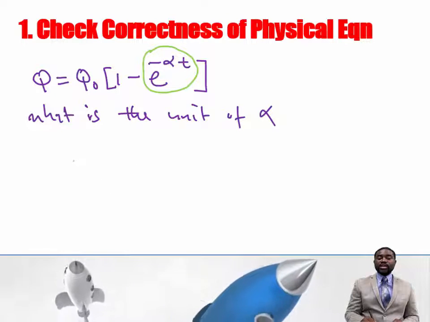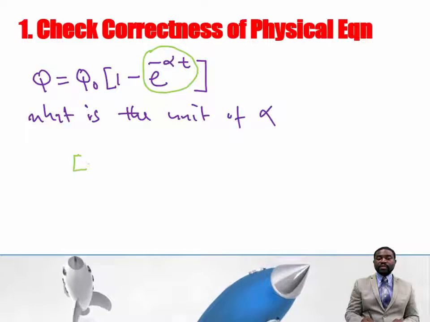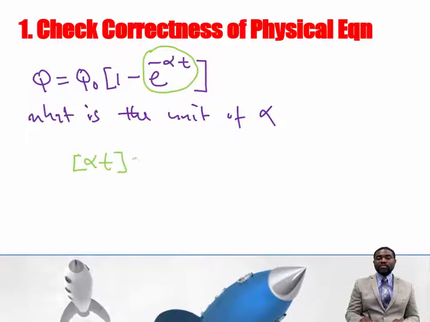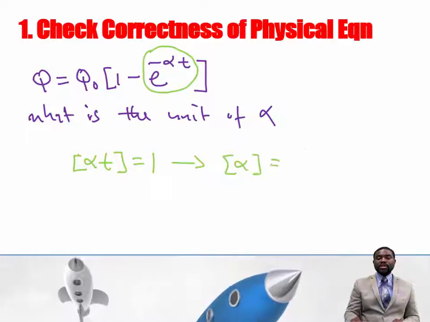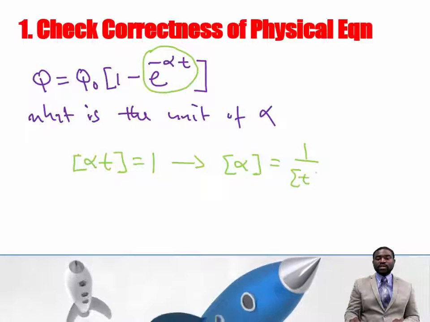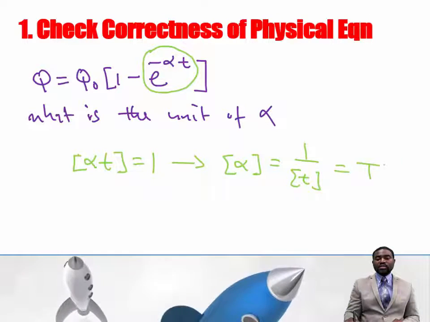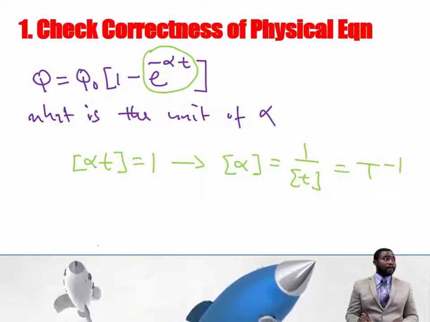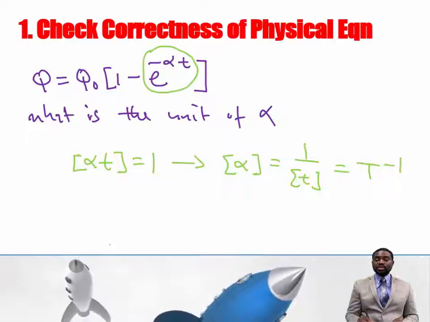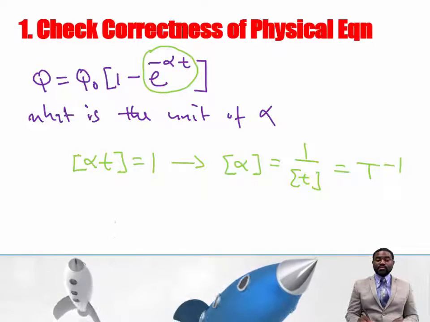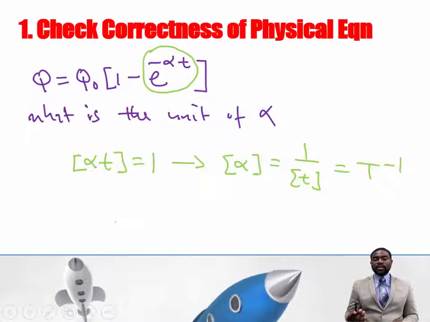And for that to be dimensionless, it means that the dimension of alpha t is equal to 1, which means that the dimensions of alpha is equal to 1 divided by the dimensions of t, which is capital T raised to the power 1. You understand that, right? Let me do another example again.